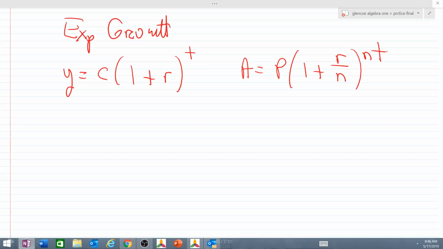How do you know which formula to use? If it mentions compound interest, then you use the compound interest formula. And the other formula is exponential growth.